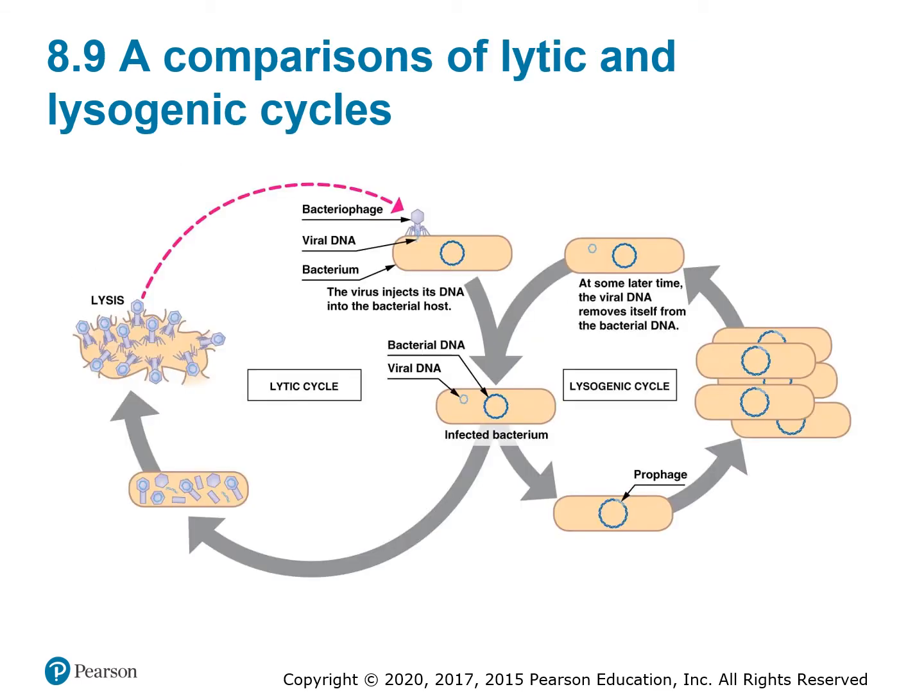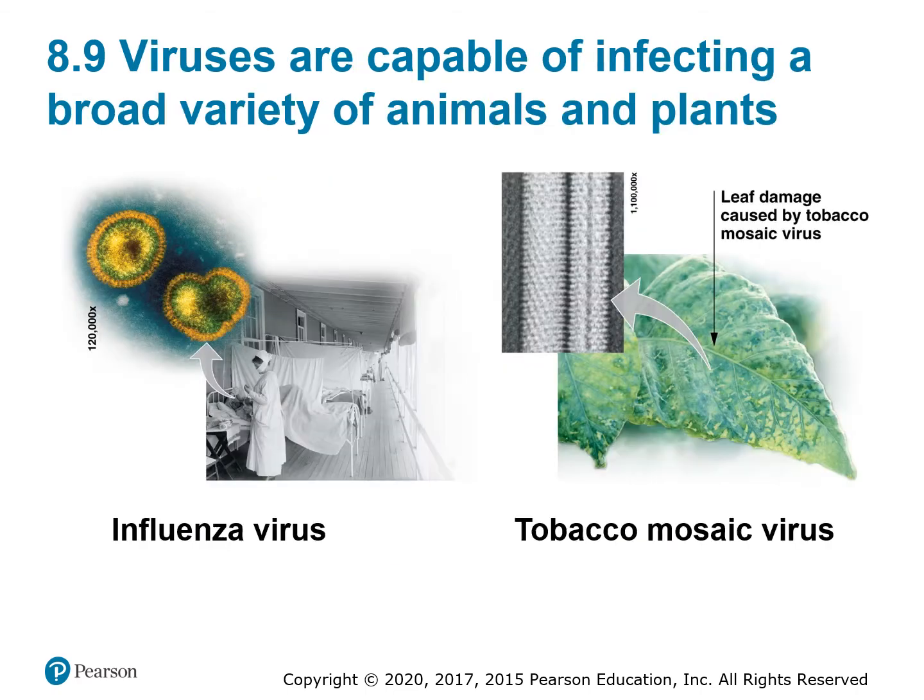And here you can see a comparison between the lytic and lysogenic cycles of bacteriophage. Now, viruses are capable of infecting a broad variety of animals and plants, and viruses typically are specific for a particular host, although they can move across species at times as well. For example, the influenza virus that causes flu affects human cells. Tobacco mosaic virus is a virus that infects plants.